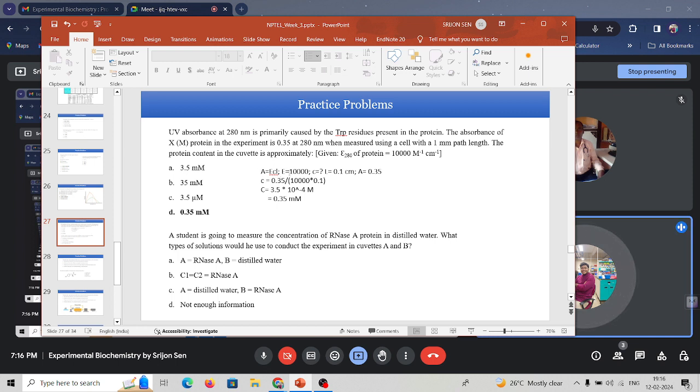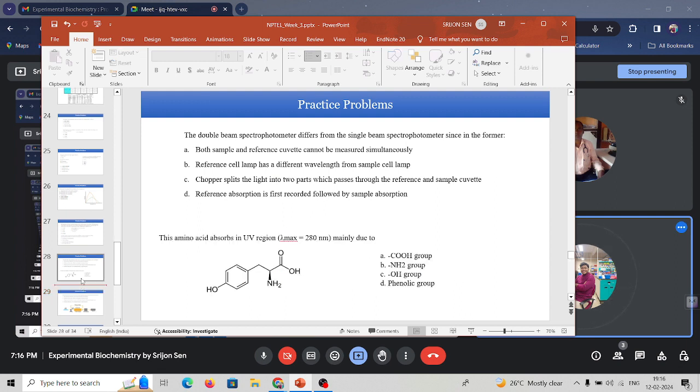A equals epsilon C, all the values are given, so we need to calculate just C. So C equals 3.5 into 10 to the power minus 4 molar, so 0.35 millimolar. The next one.